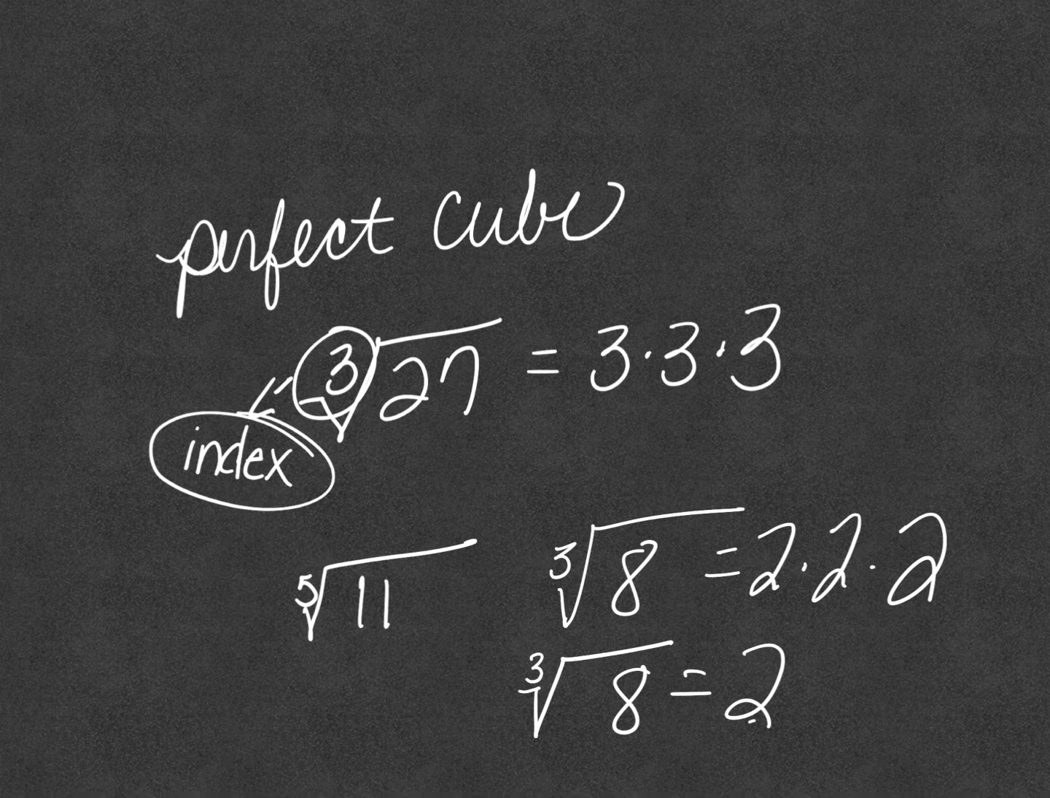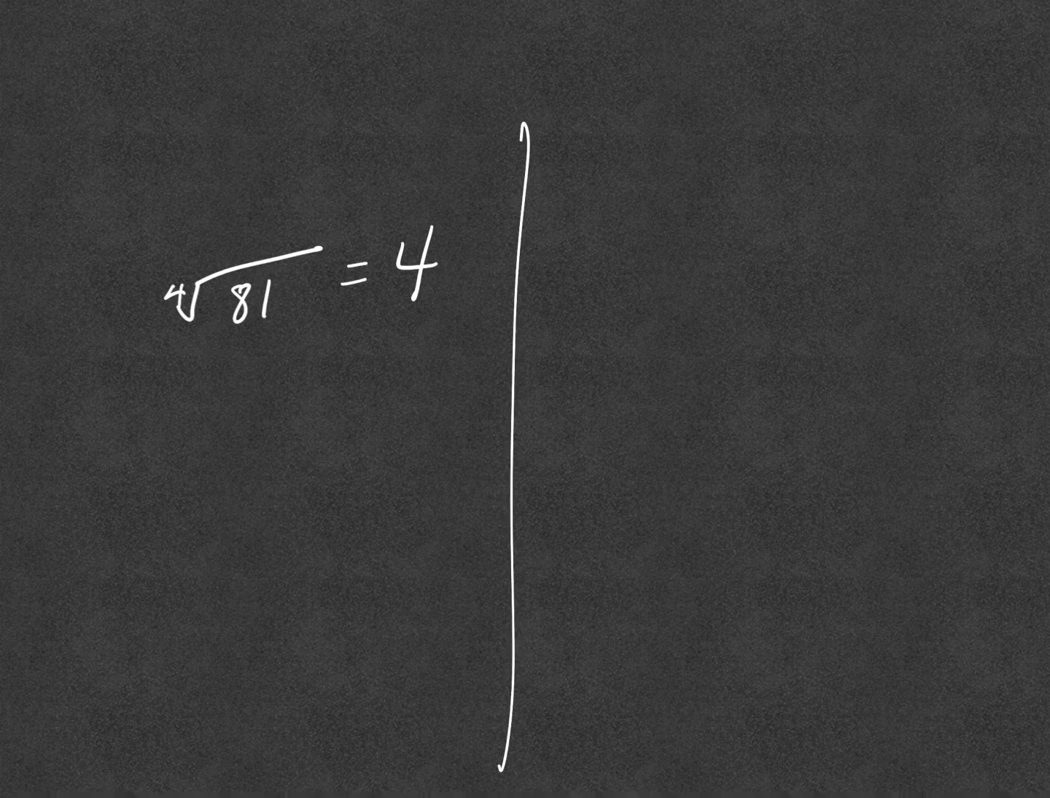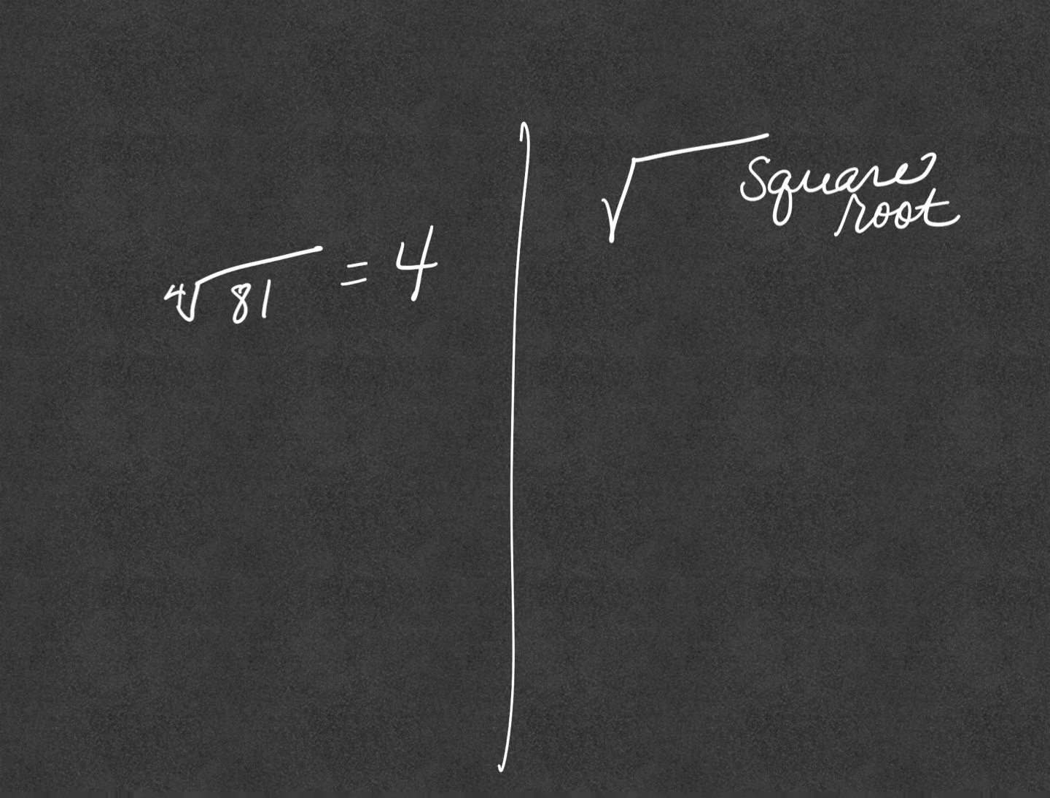What would you call the 4 if you had a 4? This is called a 4th root. Okay, so you have the square root. Let's clarify that. You have your square root like this. This is just a square root. Hope you're paying attention. Then you have a cube root.